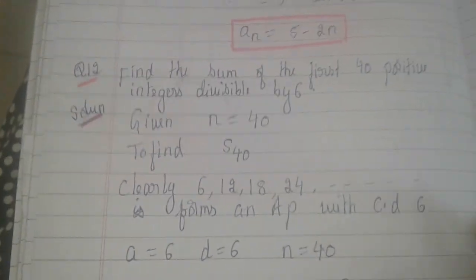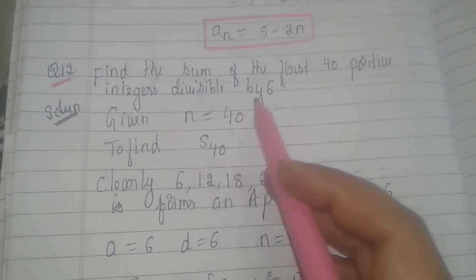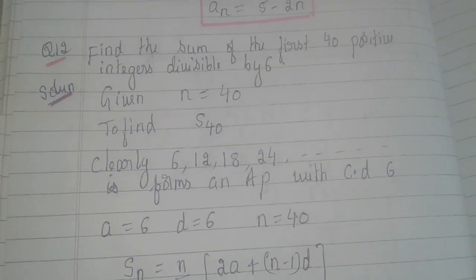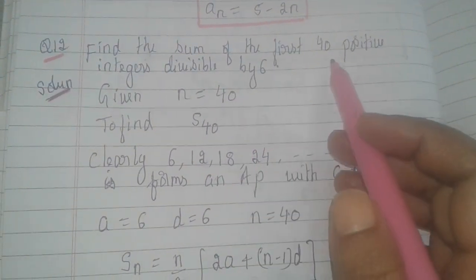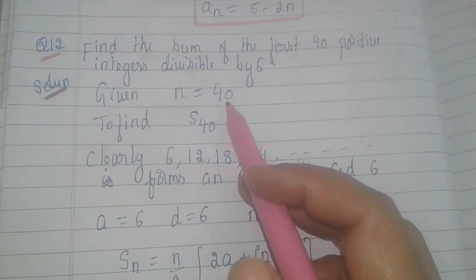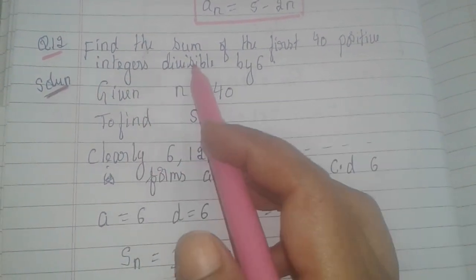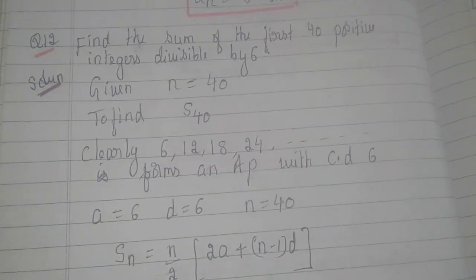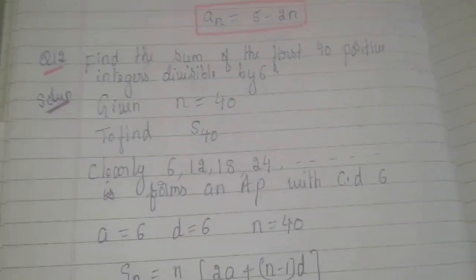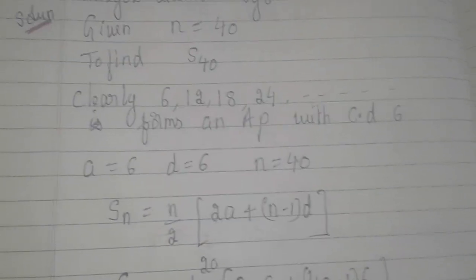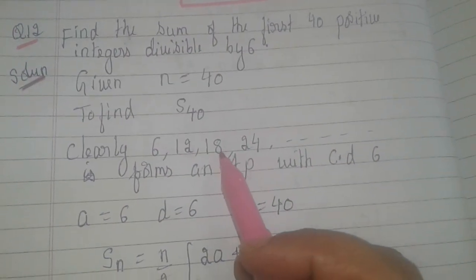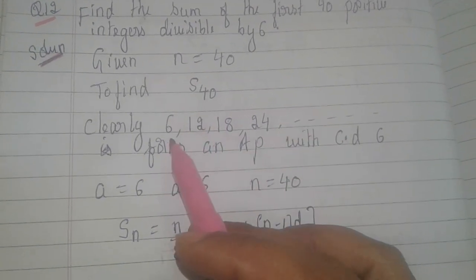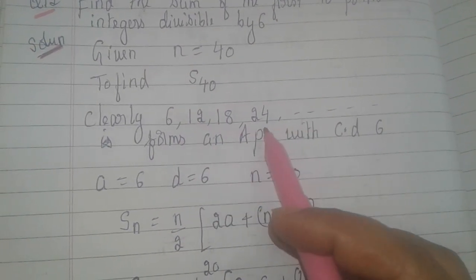So next, 12th question. Find the sum of first 40 positive integers divisible by 6. So 40 means what? 40 tells you it is n. n is 40. Find the sum of means S40. I should find S40. Where is the AP? He has not given an AP. So you have to create an AP using the question. Because I need numbers divisible by 6: 6 1s are 6, 6 2s are 12, 6 3s are 18 and so on.